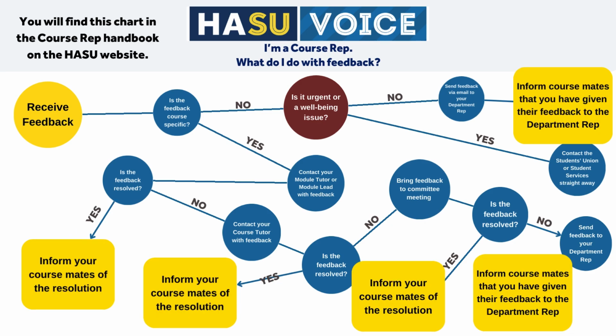Take a moment to notice how important it is to inform your course mates of the actions you've taken on their behalf. It's really important that you don't forget this step. It's easy to think that because there was a resolution, you've done your part. But if you don't tell students what the resolution was, they may never discover the impact of their feedback. Likewise, if there wasn't a resolution and you gave the feedback to the department rep, it's important that the student know what stage we're at with addressing their concerns.